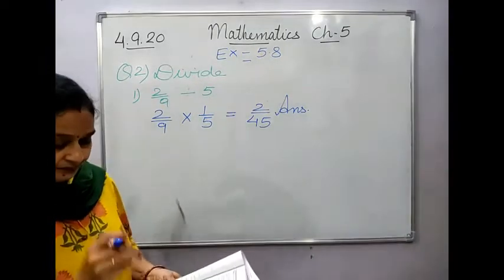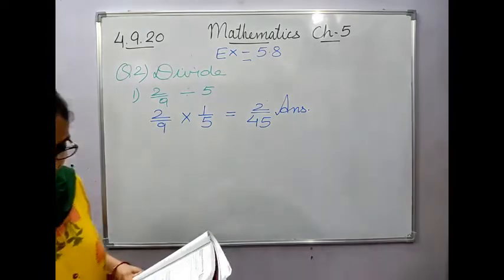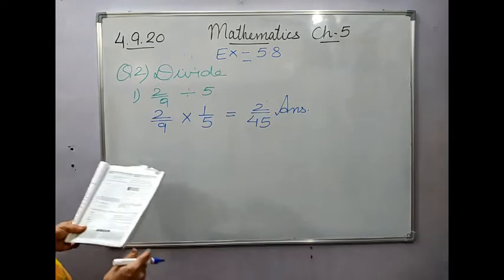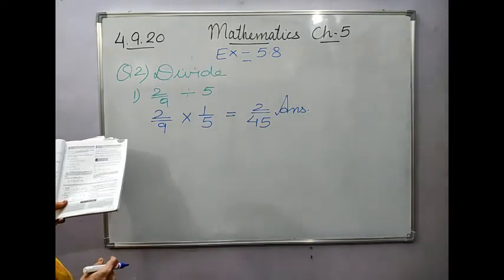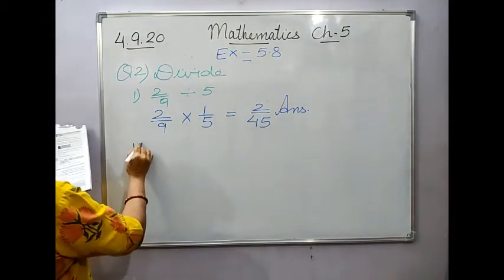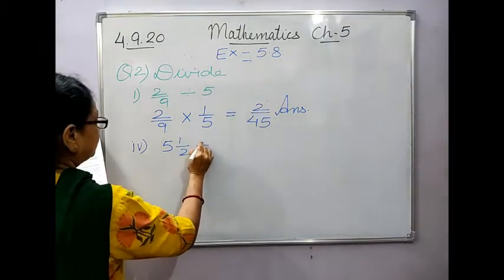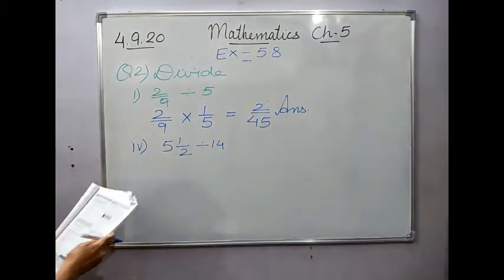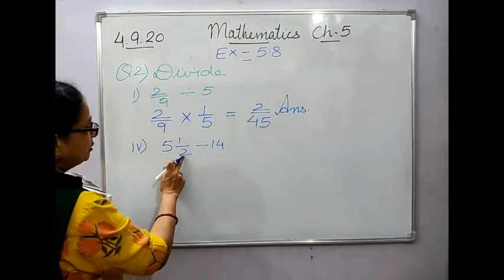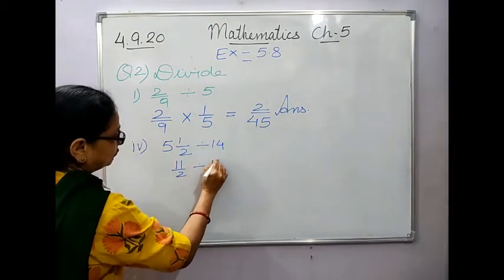So next sum, just keep looking at it. Okay, then 2 and 4. Then I will show the fourth one. It is 5 whole number 1 upon 2 divided by 14. It is a mixed fraction. So first we will convert it into improper. 2 5s are 10 and 1, 11 upon 2 divided by 14.